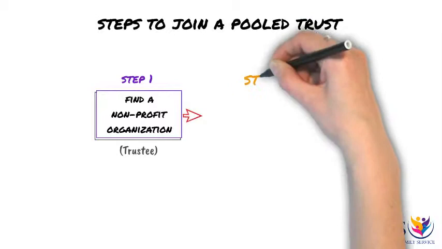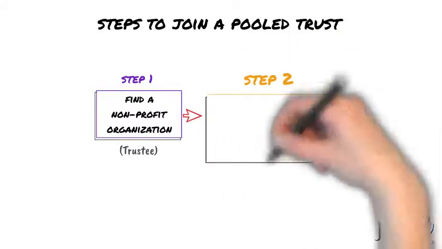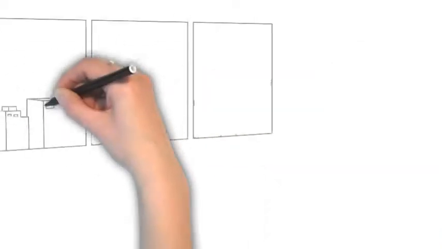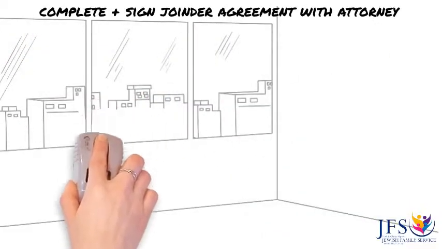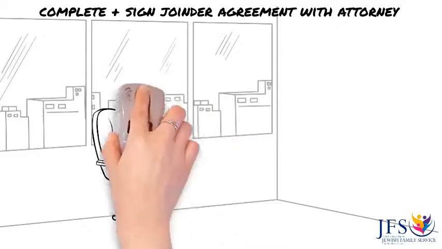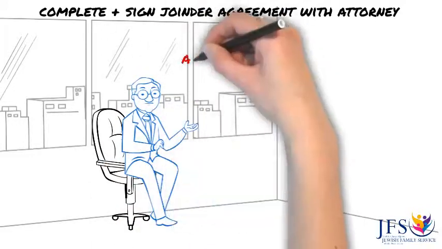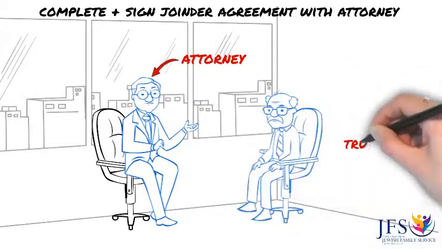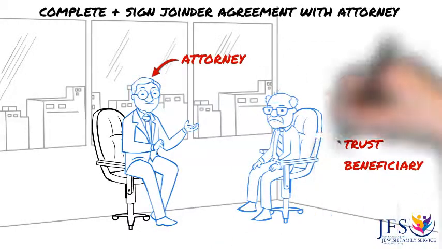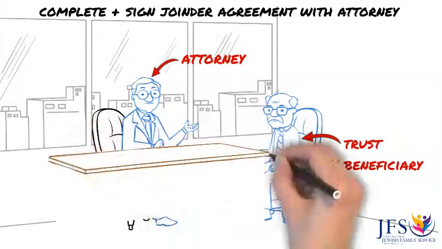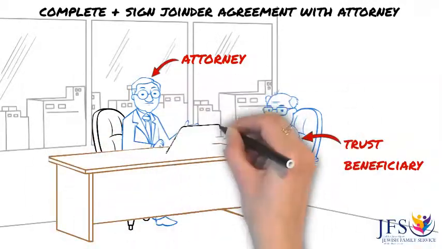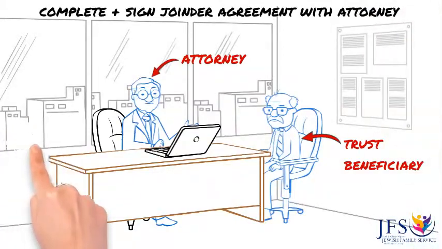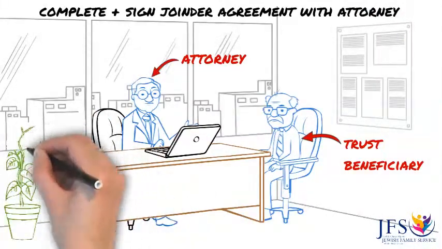Step 2 is to complete and sign a Joinder agreement, which is specific to each individual. An attorney will help you write this agreement, which details your intentions with regard to expenses, payments, financial arrangements after death, etc. When you join a pooled trust, you will be referred to as the trust beneficiary. If a trust beneficiary is incompetent or unable to sign, someone with the legal authority to act on their behalf may complete and sign the Joinder agreement.